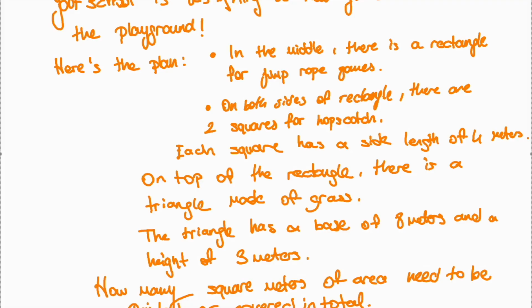So here, as you can see, we have a question about your school designing a new game area in the playground. The question gives you the plan, which is in the middle, there is a rectangle for jump rope games. On both sides of the rectangle, there are 2 squares for hopscotch, and each square has a side length of 4 meters. On the top of the rectangle, there is a triangle made of grass. The triangle has a base of 8 meters and a height of 3 meters. The question is how many square meters of area need to be painted or covered in total. So it's basically complicated, but since it's the area, how to calculate it, etc., it will be easier for you.